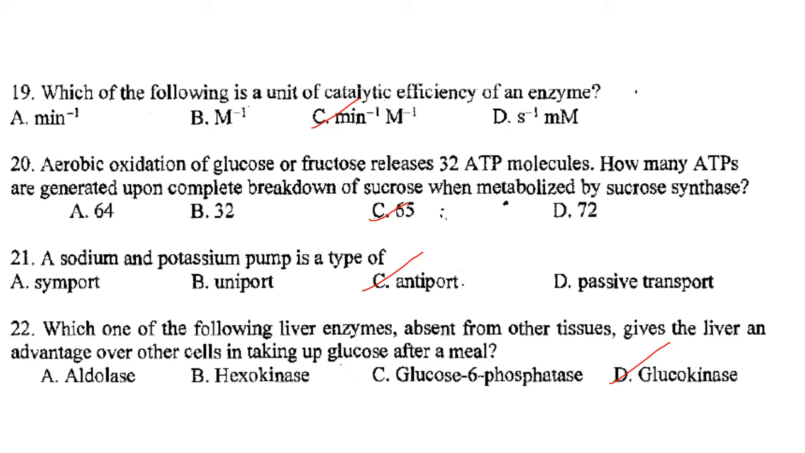Then a sodium potassium pump is a type of antiport. Answer is option C. Then which of the following liver enzymes absent from other tissues gives the liver an advantage over other cells in taking up glucose after a meal? So it is glucokinase. Answer is option D.